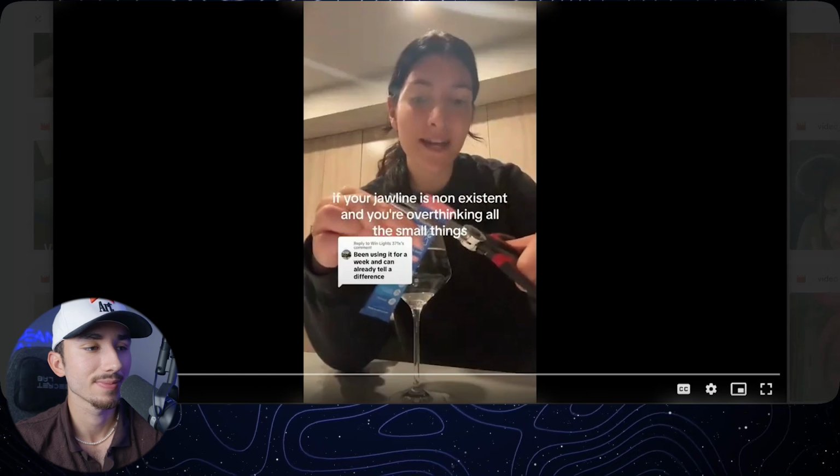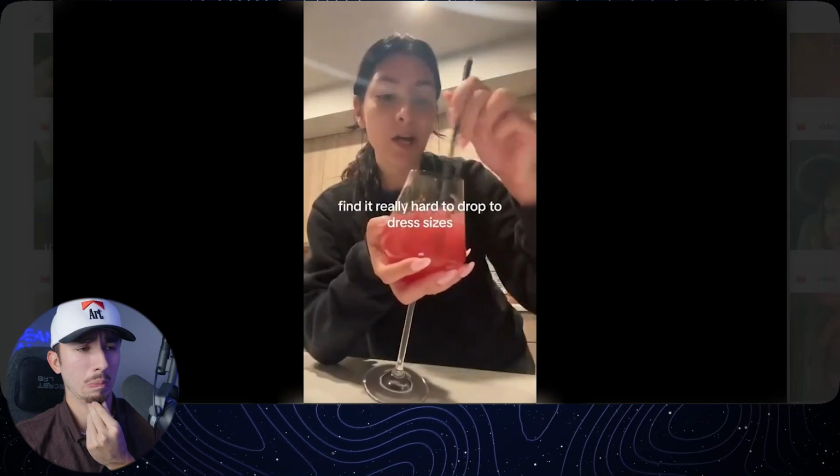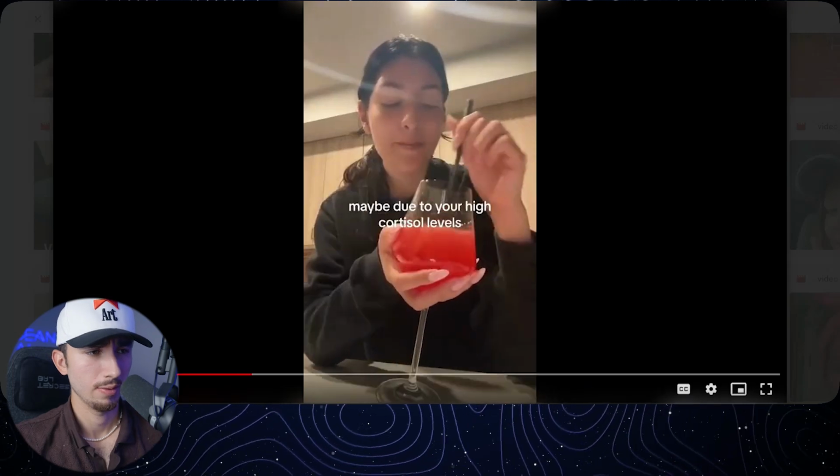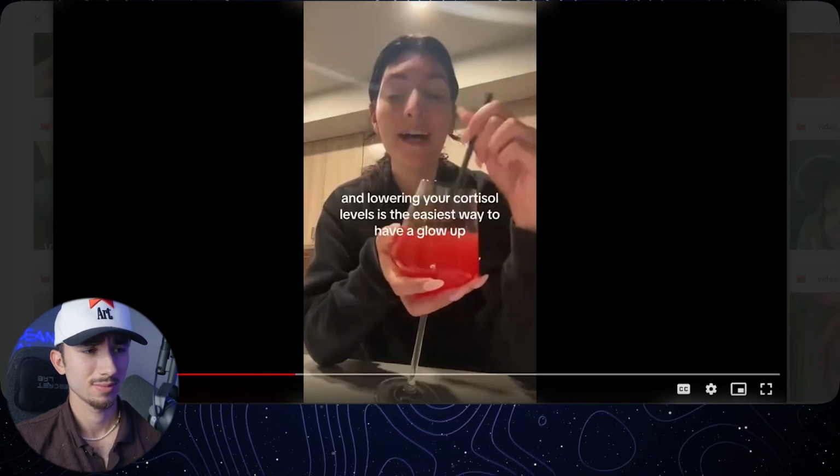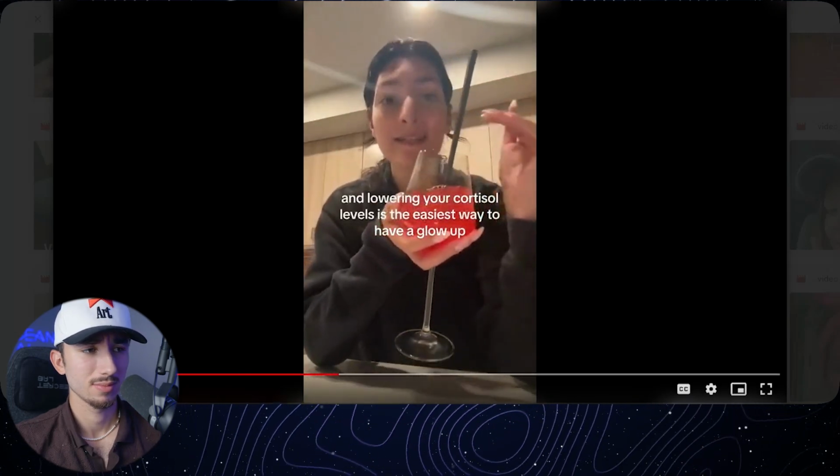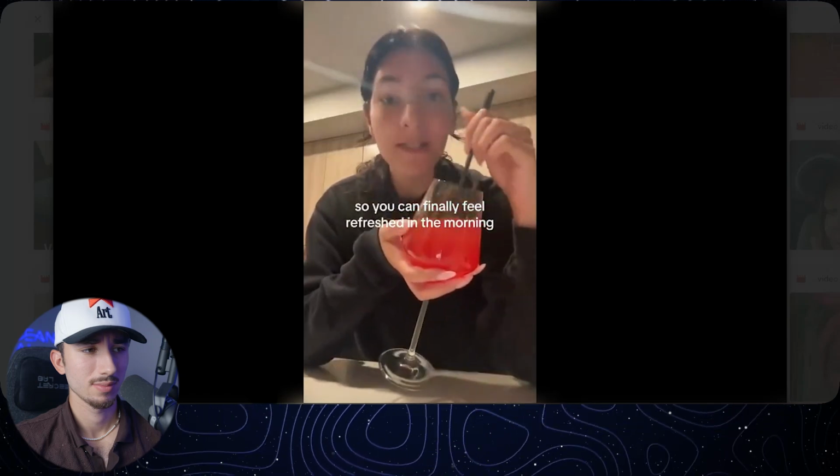If your jawline is non-existent and you're overthinking all the small things, find it really hard to drop 2 dress sizes, maybe due to your high cortisol levels. And lowering your cortisol levels is the easiest way to have a glow up, so you can finally feel. Can you imagine having no jawline? Couldn't be me, I'll tell you that.